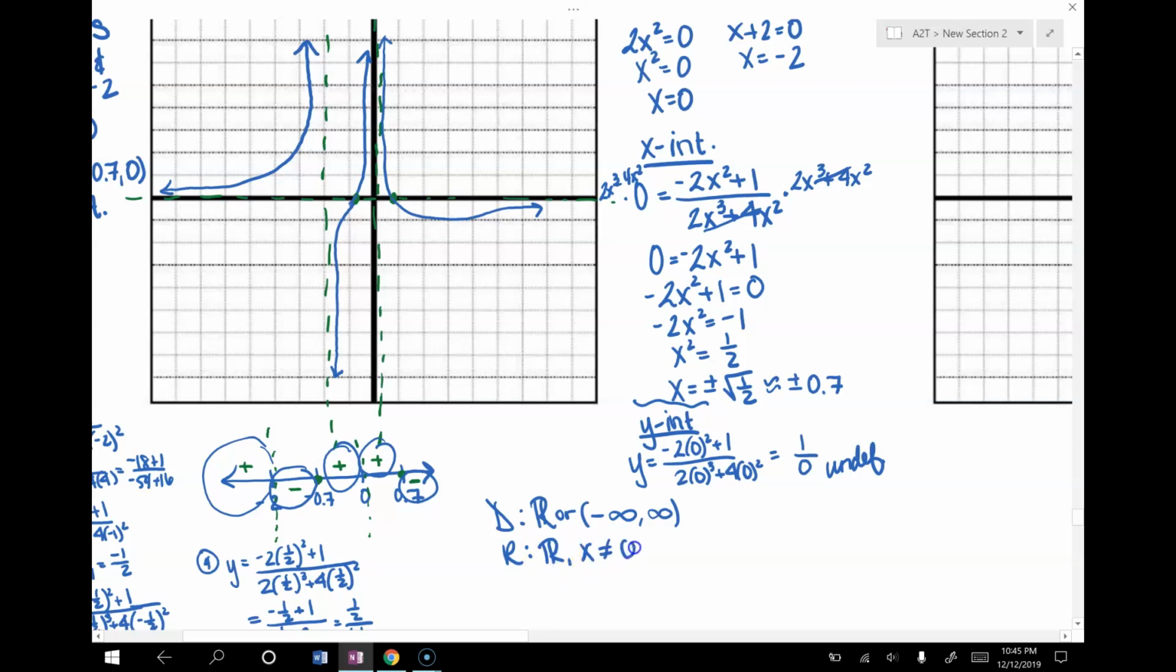X can't equal, oopsies, let's go smallest to largest, X can't equal -2 or 0, because that is where our vertical asymptotes are. Or you can say negative infinity to -2, union, -2 to 0, union, and then 0 to infinity. And that would be the domain and range.